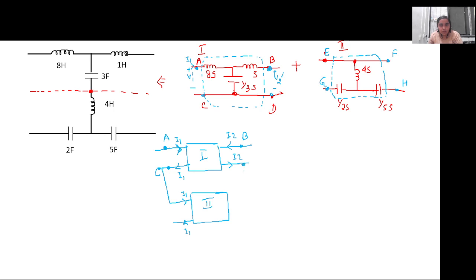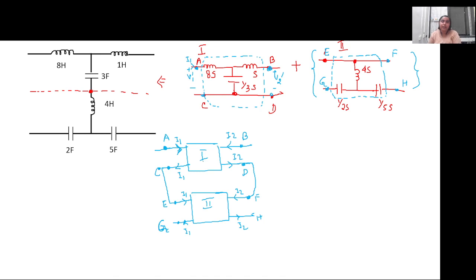This is the output of the first network along B and D. In a series network the current should be the same, so this I2 current itself flows through this network too, and the I2 current comes out. For the second network, the input terminals are between E and G and the output is F and H. So this terminal has to be F, this terminal H, this terminal E and this G for the second network.